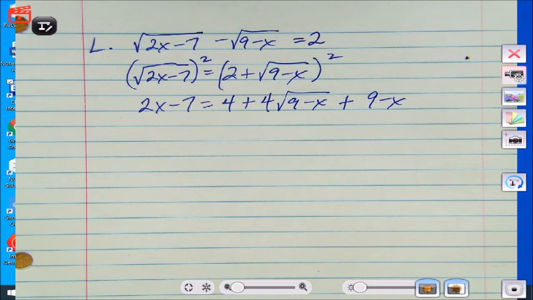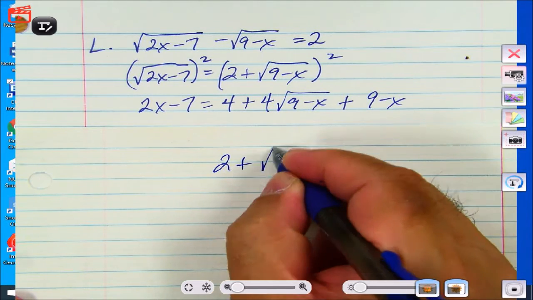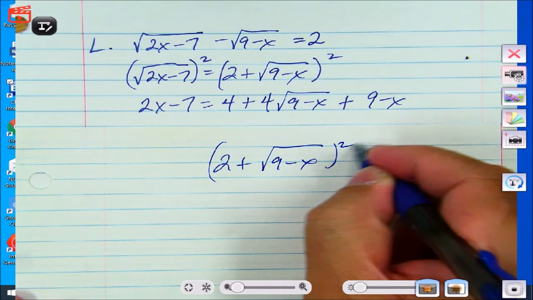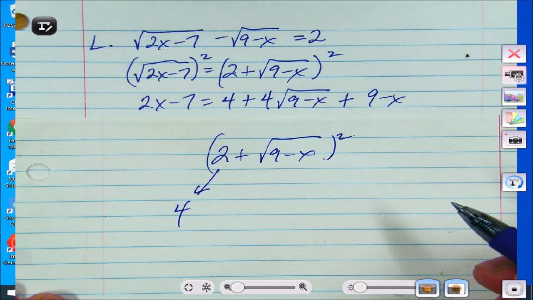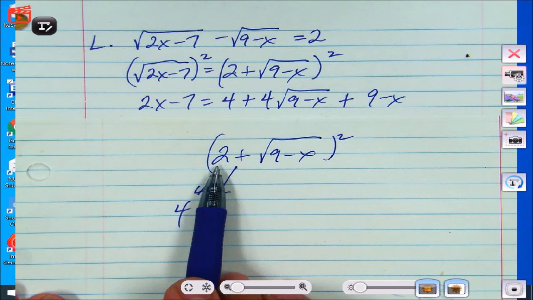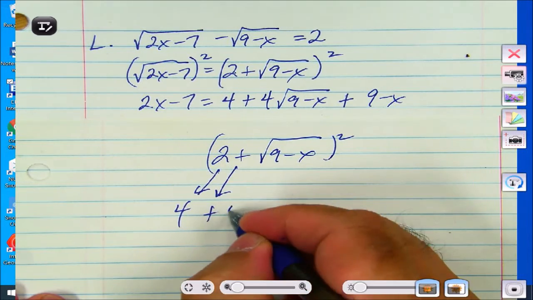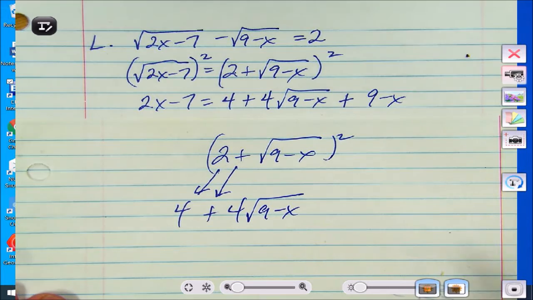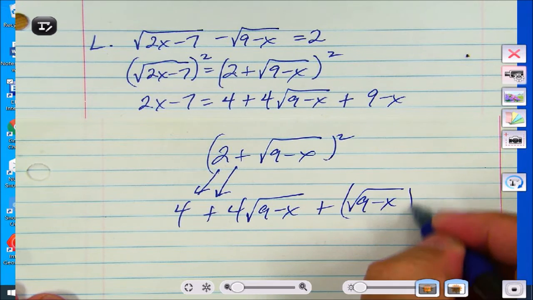Alright, I'm going to do it again on separate paper, okay? I'm going to go a little slower. So 2 plus square root of 9 minus x. I'm squaring that, right? So you square the 2, so that's 4, right? Bring down that sign, that's plus. Remember that pattern of double the middle, like Carly said. So 2 times 2 is 4, and tag on the square root of 9 minus x. Plus, I am squaring the square root of 9 minus x.